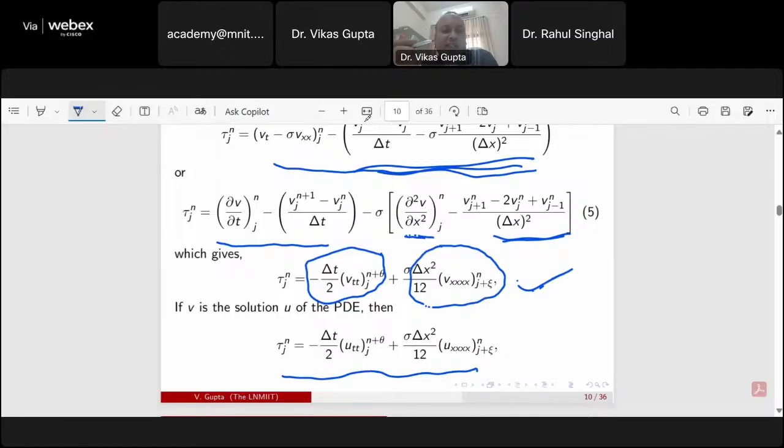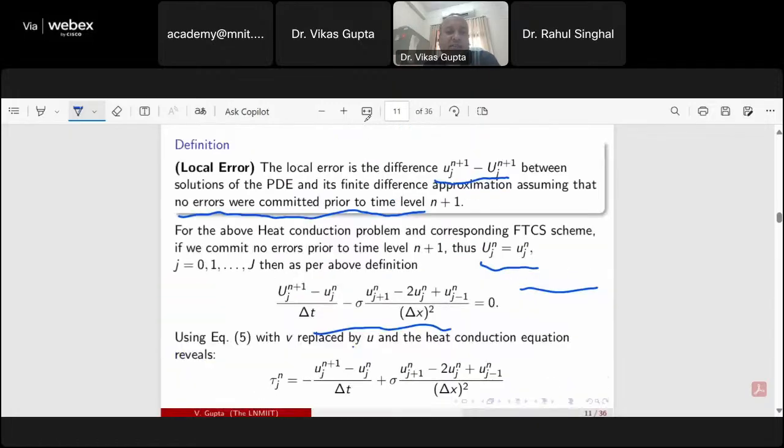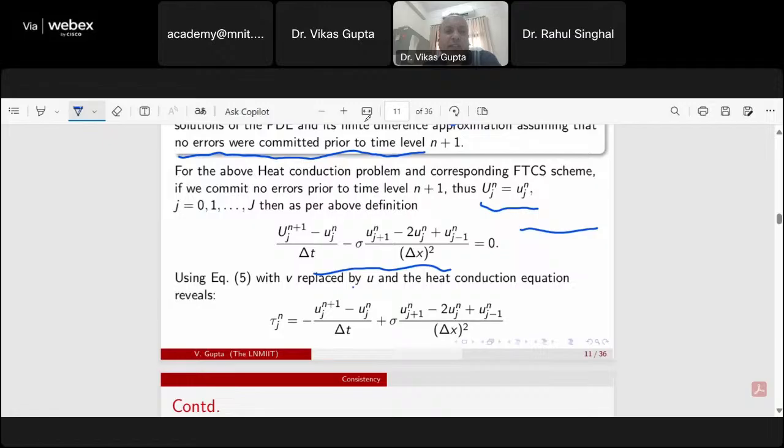So definitely you will satisfy that equation at each time level and at each point of the domain. So definitely the solution U will satisfy that heat conduction equation at the point xj, tn as well. So in that case, if we replace V by U, then the truncation error will take this form: tau Jn equal to minus (Ujn plus 1 minus Ujn) upon delta t plus sigma (Uj plus 1n minus 2 Ujn plus Uj minus 1n) upon delta x square.